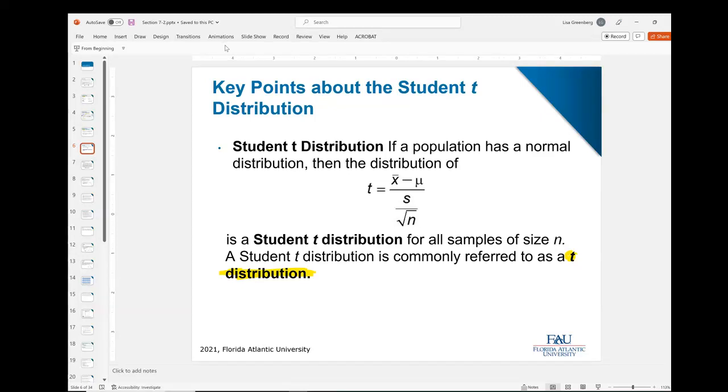And so if a population has a normal distribution, then the distribution of t is equal to the sample mean minus the population mean. And notice we don't have sigma for the population, so we use s for the sample, divided by the square root of n. Again, we're not going to use these, right? But this is how things are calculated.